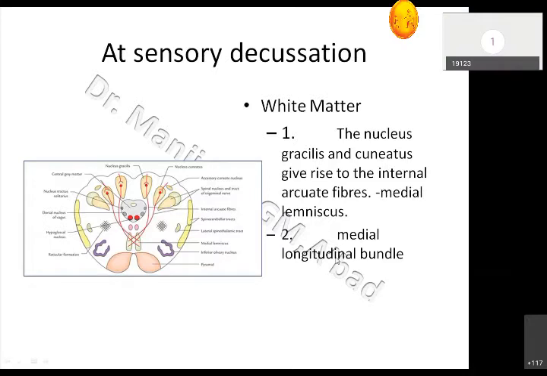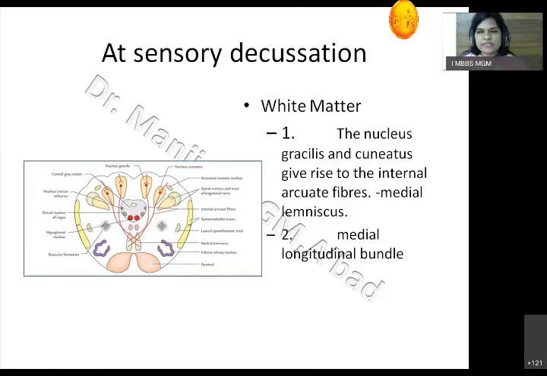So in the white matter, what we are able to see: the posterior column tracts, also called the dorsal column tracts. They contain two major tracts. One is called the fasciculus gracilis. Second is called the fasciculus cuneatus. You have learned these tracts in the spinal cord. Every tract has three types of neurons: primary, secondary and tertiary.